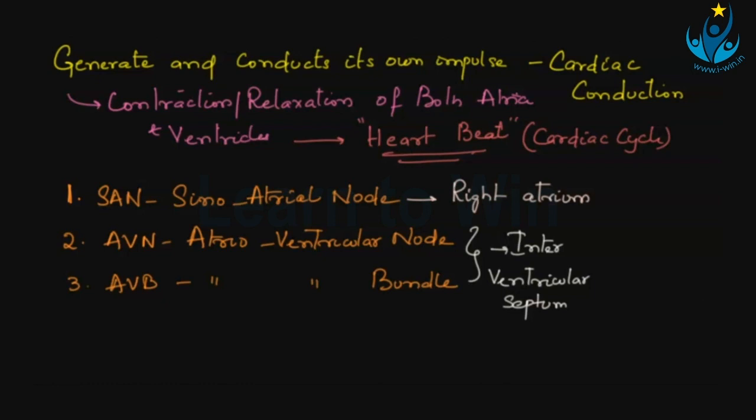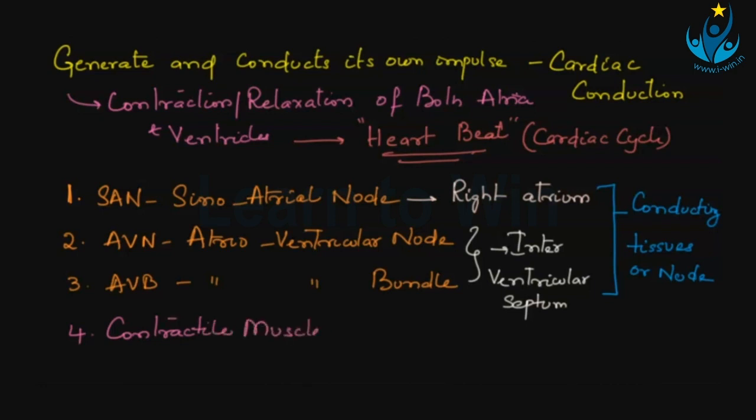Now together these three belong to a common group of structures called conducting tissues. They are the conducting tissues. It means they are basically the cells or conducting nodes which generate and conduct the impulse. Along with it, you have another set of muscles called the contractile muscles. Okay. Now, contractile muscles are what?